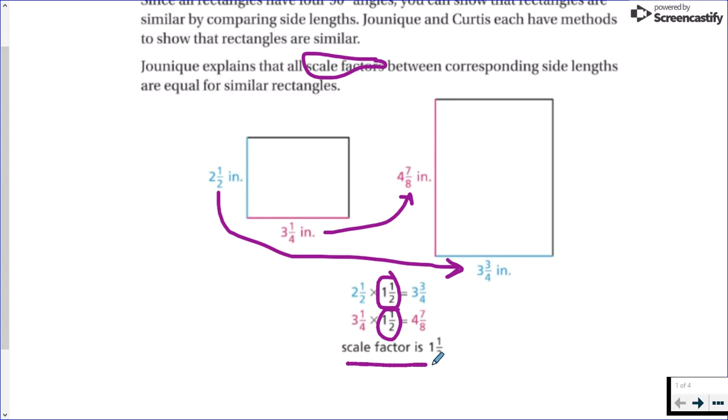So the scale factor, which by definition is the number that you multiply all the side lengths by, for these two shapes would be 1 1/2. So if I were then to go backwards, instead of multiplying, I would have to divide by that scale factor if I wanted to go backwards.